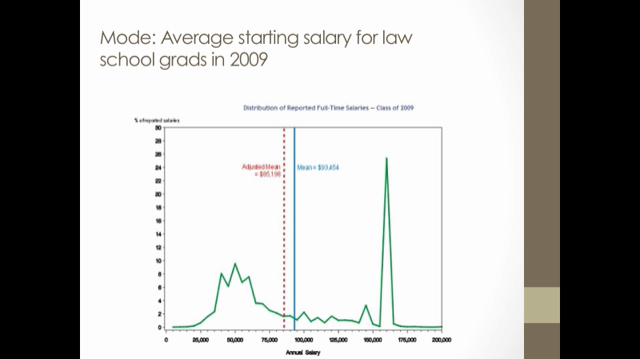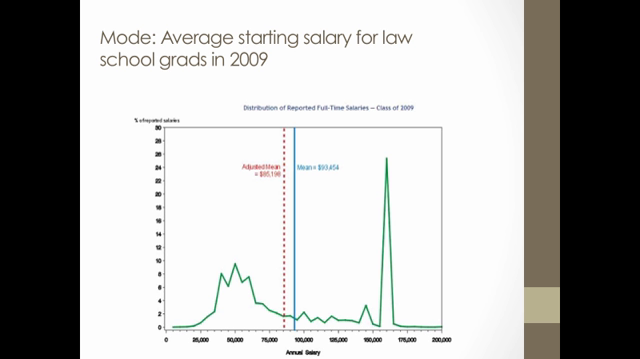Mode is also another helpful measure of central tendency that really helps us to understand data that maybe don't take a totally normal distribution. So this example up here of law school graduate starting salaries gives us a good instance of where mode is helpful.